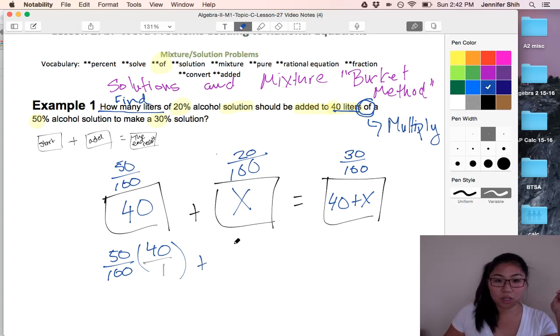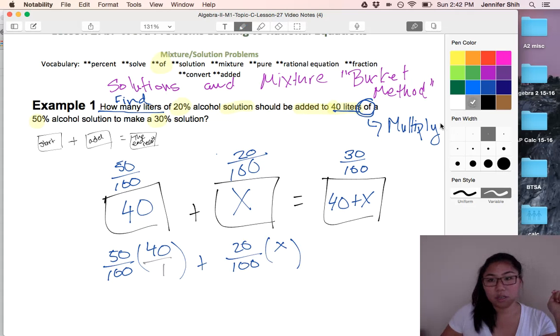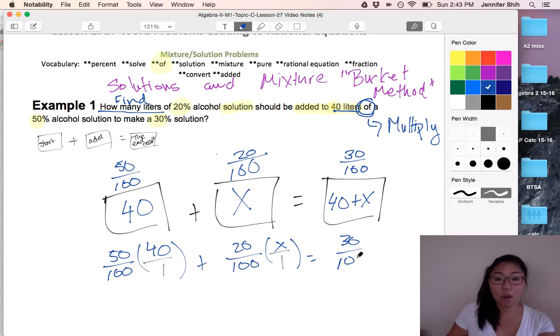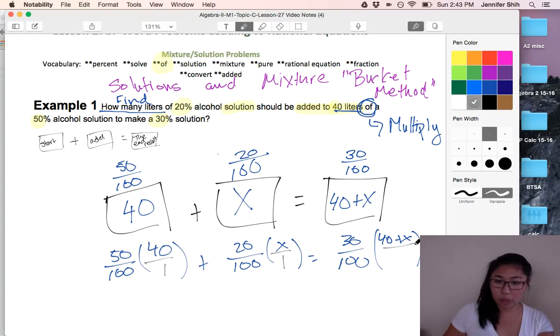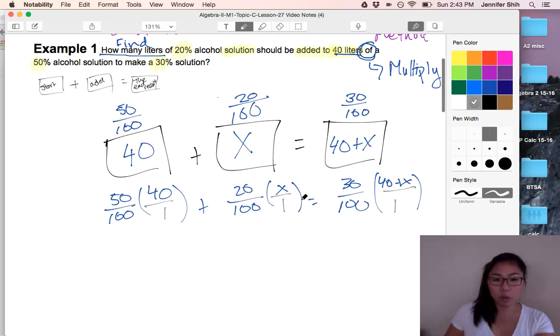Plus 20 percent of some other solution we're going to add in, and that is going to equal 30 percent. Every time I say per, I draw a bar, and that is going to be of 40 plus x. And then I'm going to draw a 1 down here because I know that there is an invisible 1 in the denominator. Now I'm going to go ahead and solve this problem.